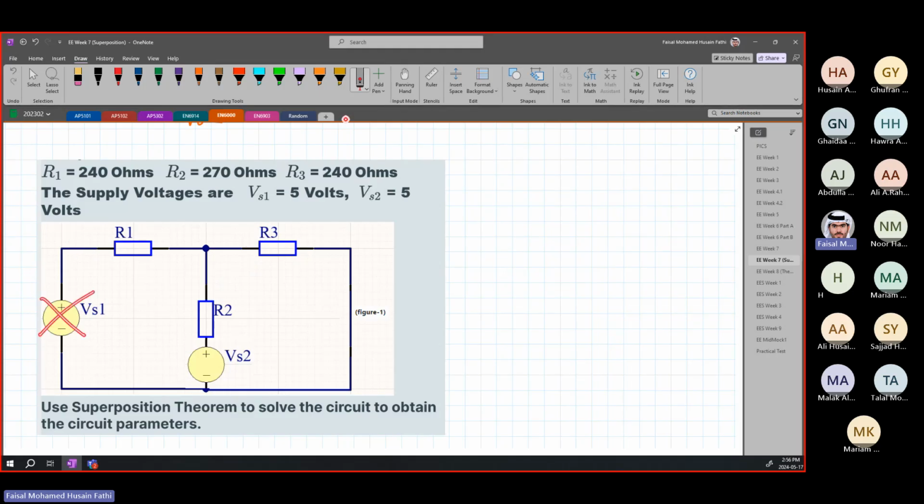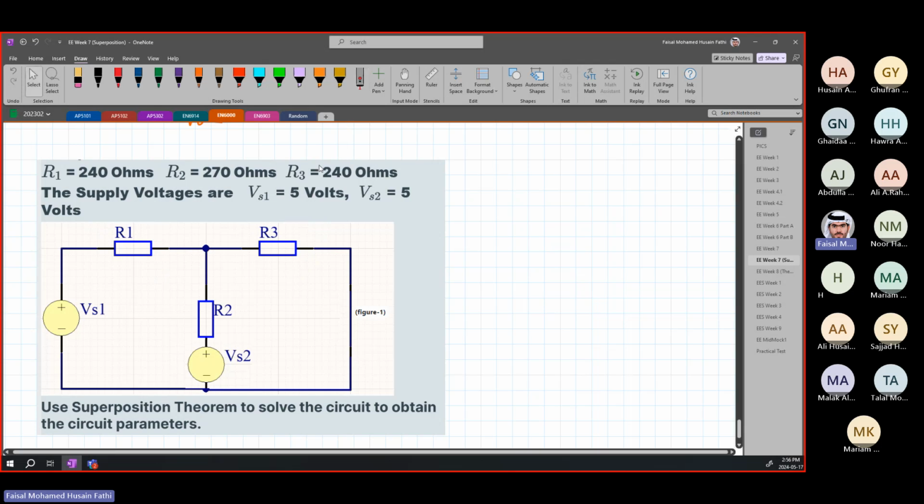Then you're going to eliminate VS1, and you're going to have a short circuit here. You're going to notice that this and this are in parallel because they're connected here and here. Then you just reduce and all of that. Okay, so this is the one.